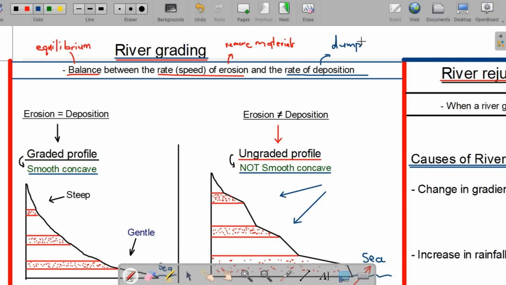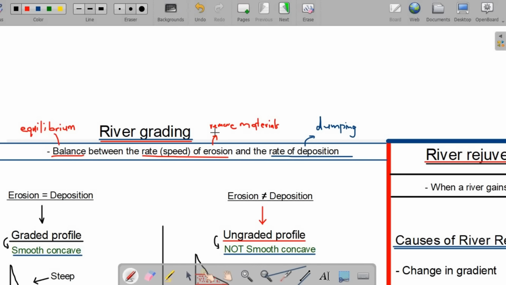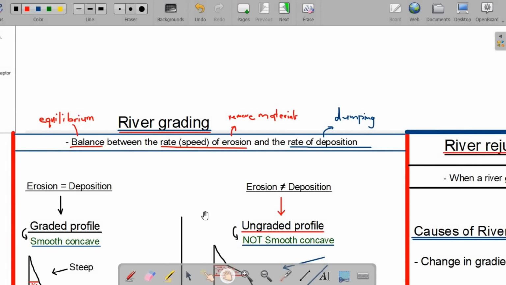And it occurs on the lower course, as we discussed in the previous video. Now this means that river grading is simply the relationship between how fast erosion occurs and how fast deposition occurs. So when it comes to definitions, guys, you cannot miss this: simply the balance between the rate of erosion and the rate of deposition, nothing more.